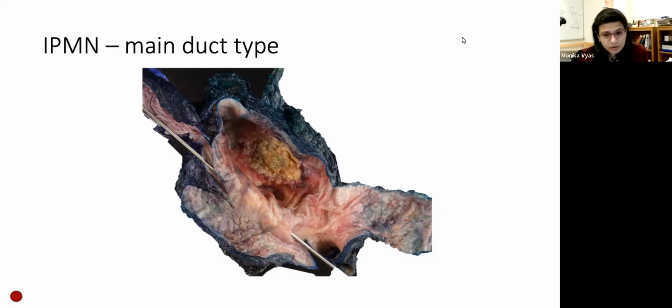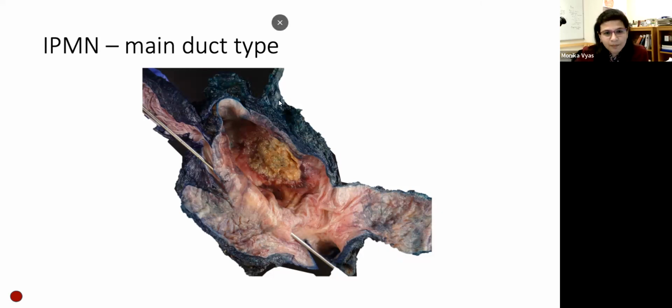And it is important to note the difference because the main duct IPMNs have a much higher chance of invasive malignancy. About 60% of them can have associated invasive carcinomas, whereas only 15% of branch duct IPMNs ever show invasive carcinoma. So there's a clear difference in the biology of the two.